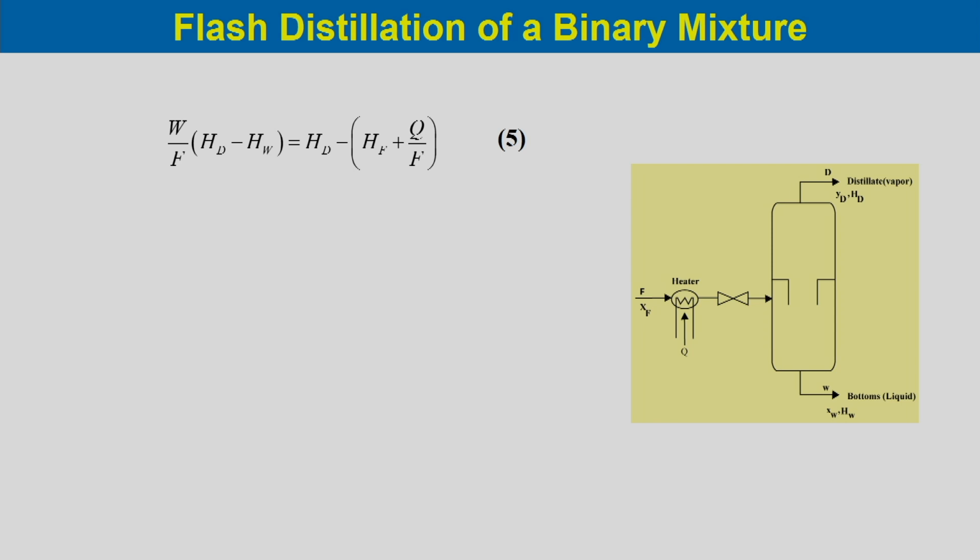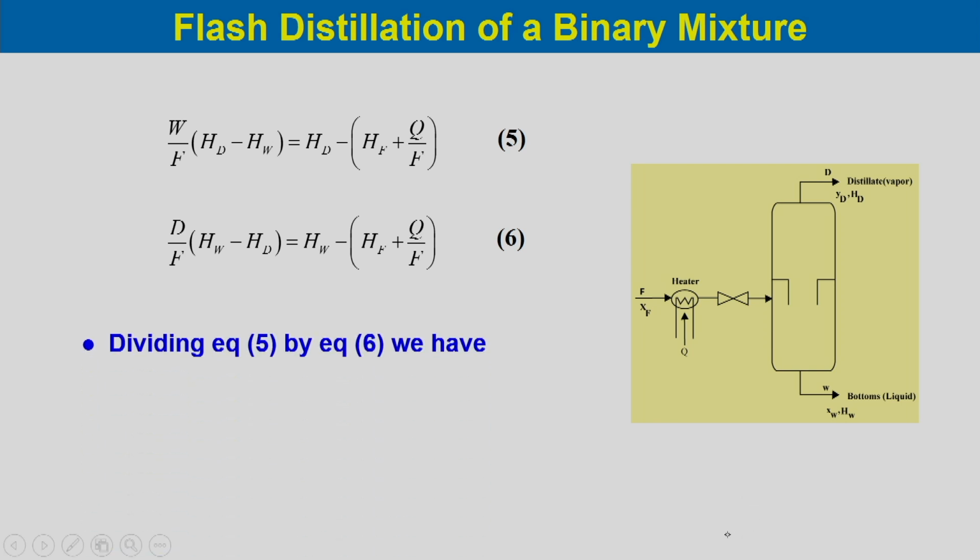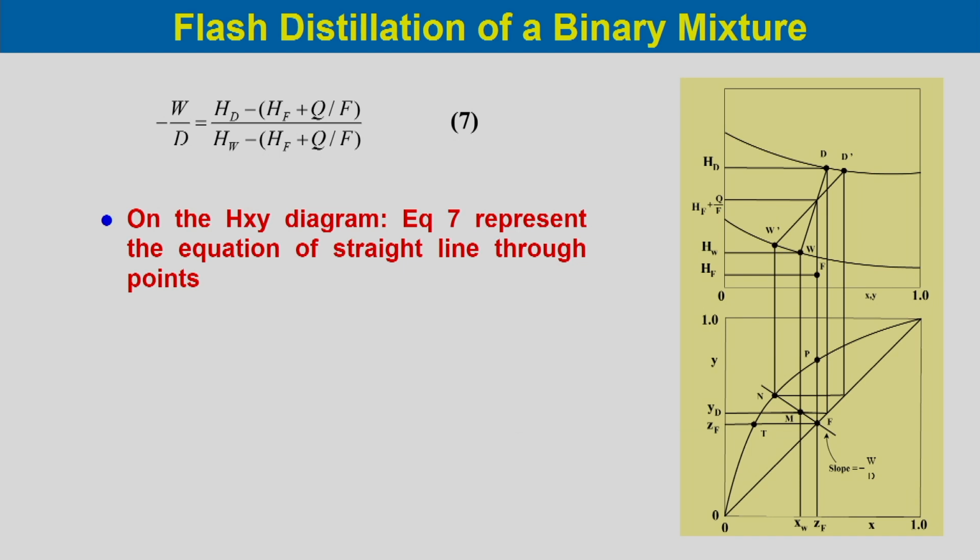So, this is equation 5, this is equation 6, and then we divided and obtained equation 7. Now, if we look into the HXY diagram, which is shown over here, equation 7 represents the equation of a straight line through point D, which is HD, YD. So, you could see this is YD.